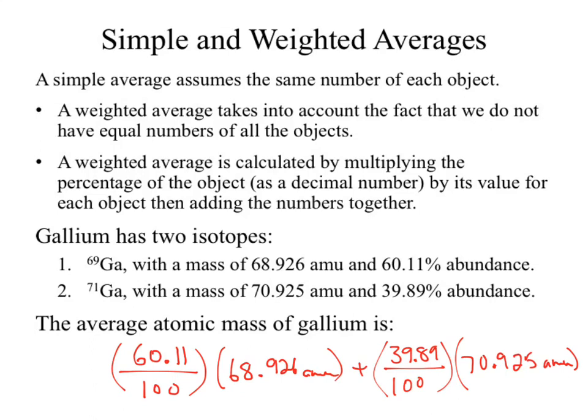One extra step that we'll mention as you pack up and leave. If you have only two isotopes, what should your percentages total to? 100. Why 100%? There's only two things. It's got to total to 100%.